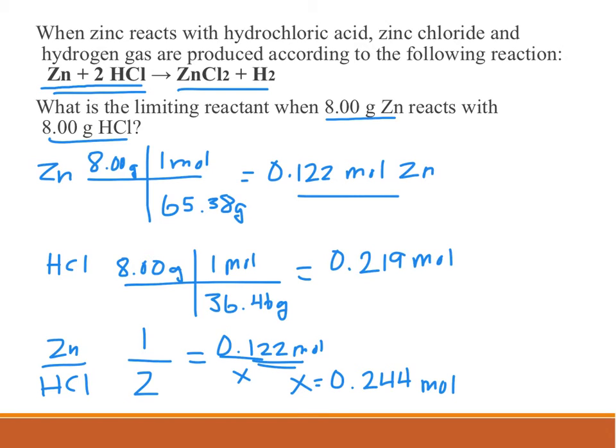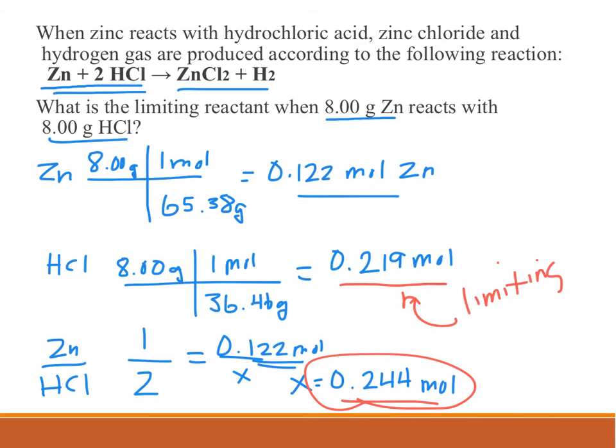But you can see right away that we don't have enough. So again, you have to apply some logic. We only have 0.219 moles instead of 0.244 moles. We don't have enough. And so that tells me that the hydrochloric acid is going to be our limiting reactant here. We are going to not have enough because you need 0.244, we only have 0.219.